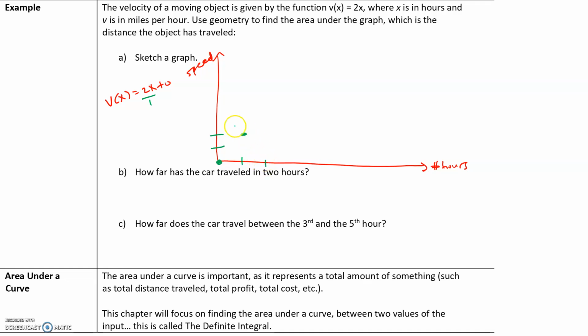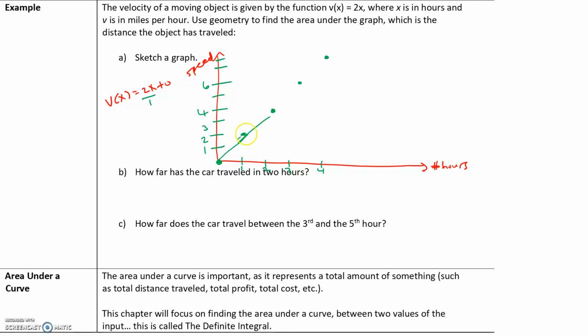And then you increase it by 2 over 1 again. So this is 1, 2, 3, 4. After the first hour, the speed is 2 miles an hour. After the second hour, the speed is 4 miles an hour. After the third hour, we can go up 2 and over 1. The speed is increased to 6 miles an hour. So this is first hour, second hour, third hour. Fourth hour, it's increased to 8 miles an hour. Okay, and so on and so forth.